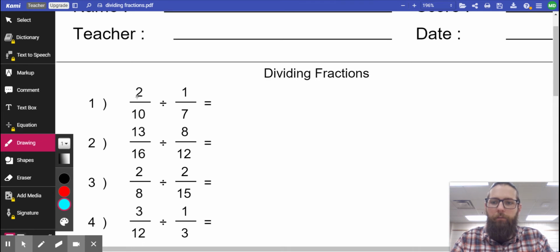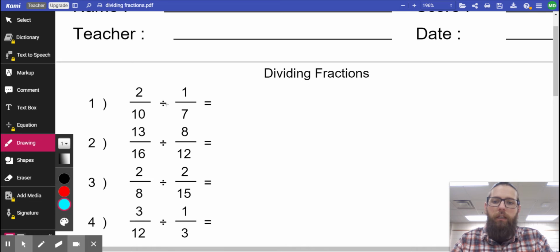So in problem number one, I've got 2/10 divided by 1/7. And I know it looks really scary that you are taking a fraction and dividing it by another fraction. But the whole strategy here is to remember that division is of itself a form of multiplication. So division is actually just the multiplication of the reciprocal of what you're trying to divide by, which is really fancy math words for this.